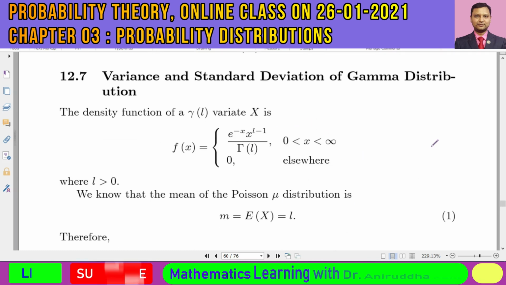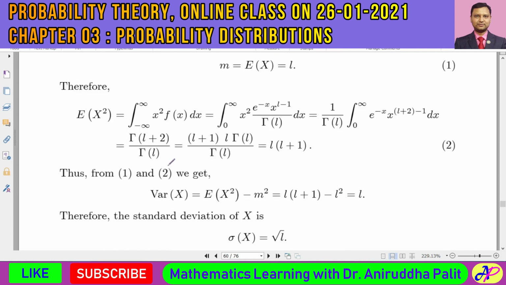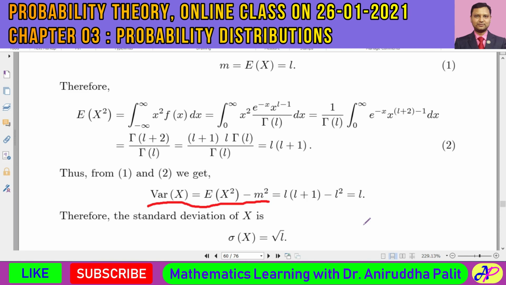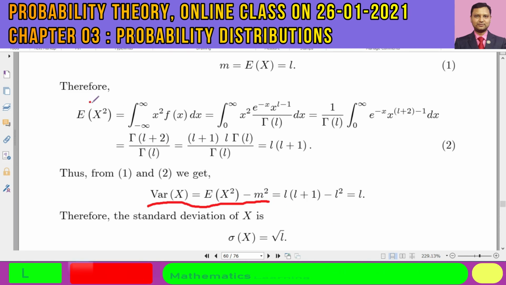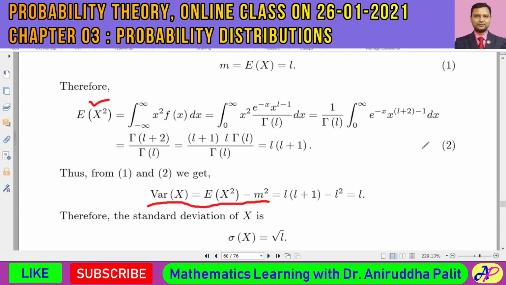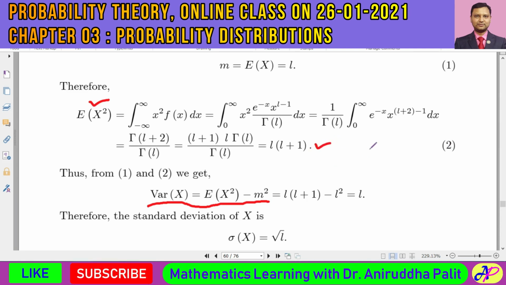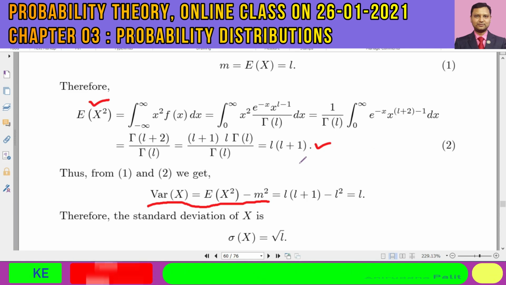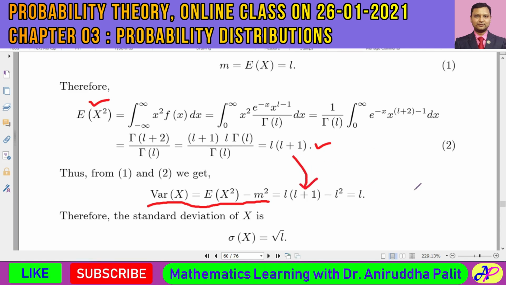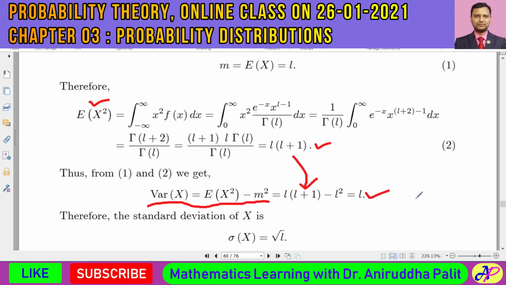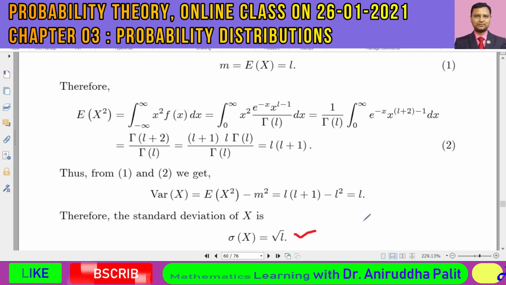And in case of gamma distribution, we can apply this formula. Variance of x is equal to expectation of x square minus m square. Expectation of x square, what is this? You can directly compute the expectation of x square. It is an easy result. So ultimately, you will find that expectation of x square is equal to L into L plus 1. So if we directly put this result, you will find that variance of x is equal to L. Variance of x is equal to L. And therefore the standard deviation of x is equal to root of L.